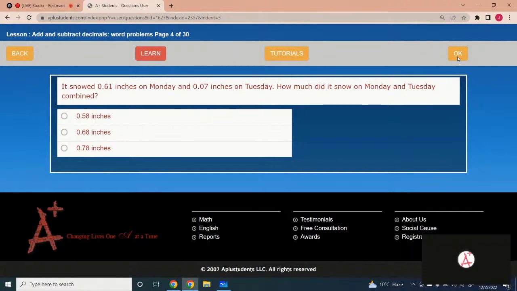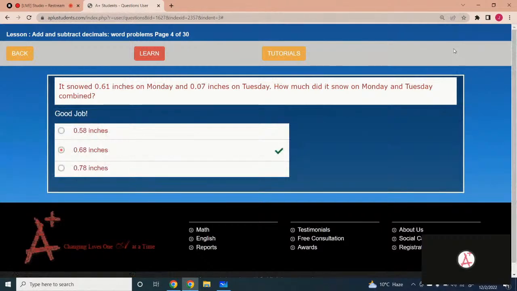It would be 0.68 inches. Got it? Just select the correct option and click on the OK button.